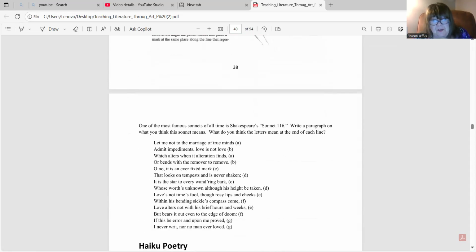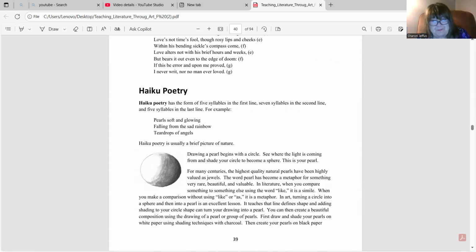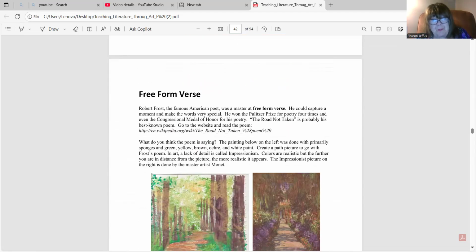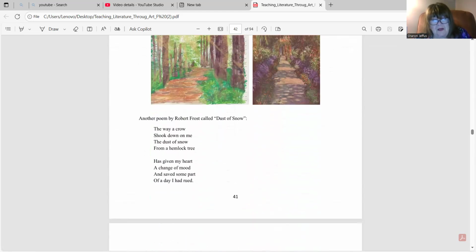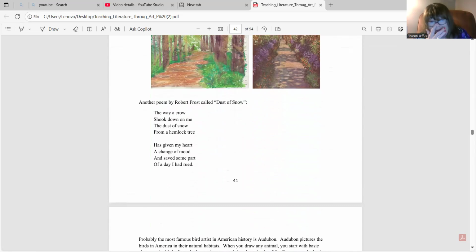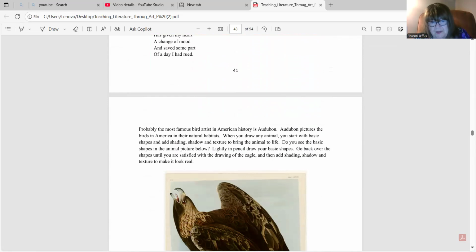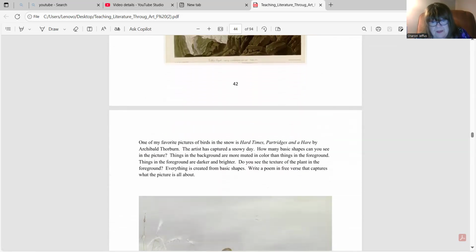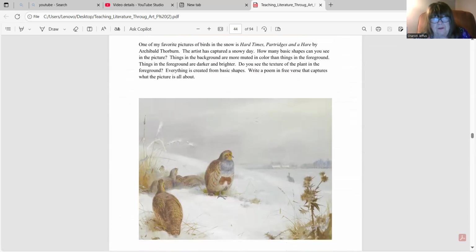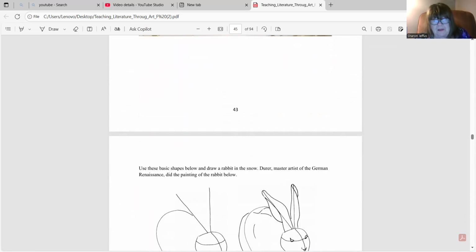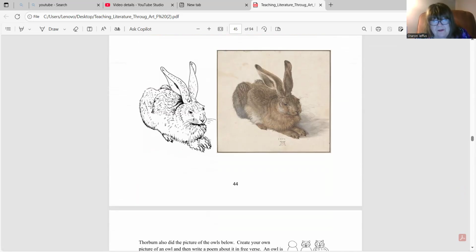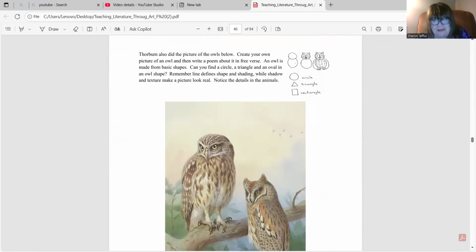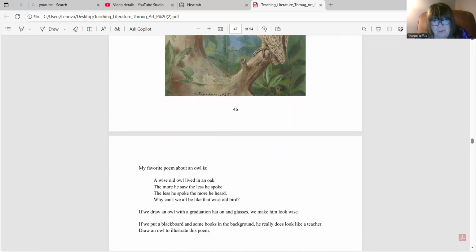You can have the students do their own hand picture. Haiku poetry. Again, you can combine the art and the literature. Free verse. Again, "The Dust of Snow," Robert Frost, illustrating something from him. The most famous bird artist, of course, in American history would be Audubon. And you can talk about pictures that he created, the hair, draw a rabbit, get the feel of Albrecht Dürer's amazing realism that he did, and write a poem about it.